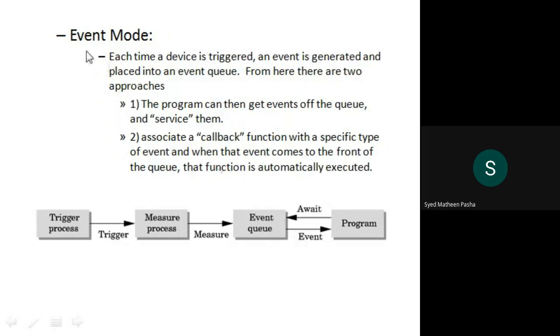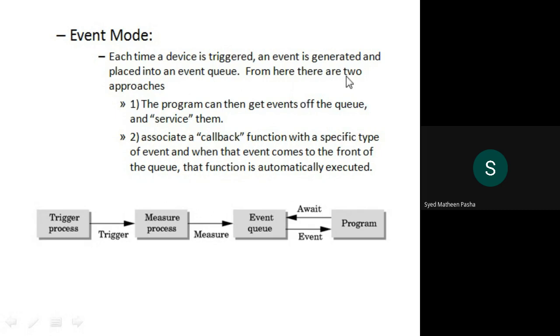Then we have event mode. What is event mode? As we have studied the event queue in your first module, what happens in an event queue? Basically a function will be waiting for some functionalities to be completed, so that the other process can be executed. Similarly, what is an event? An event is nothing but some kind of operation being performed in that particular process. In event mode, each time a device is triggered, an event is generated and placed into an event queue. Check out, as I told, the event queue comes into consideration here.